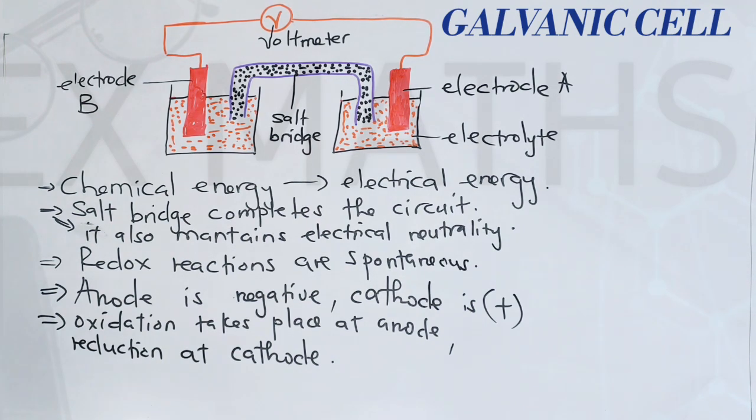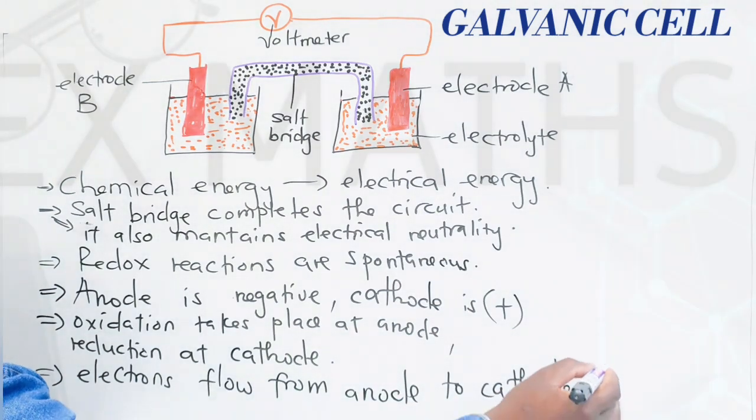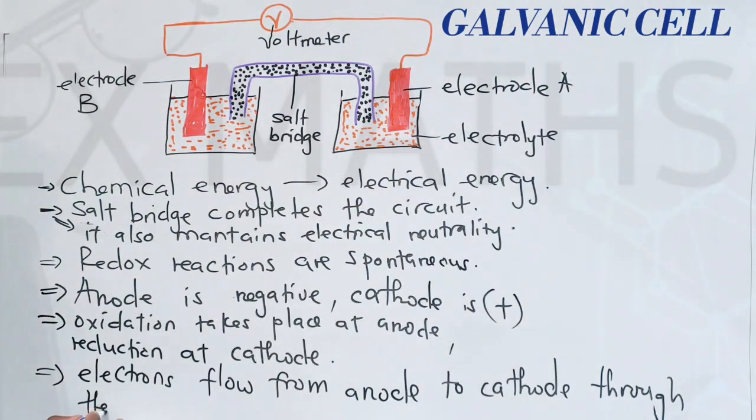So the flow of electrons, now let's see the direction of electrons. Electrons flow from anode to cathode through the external circuit.